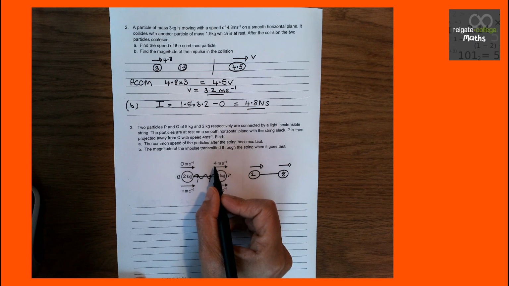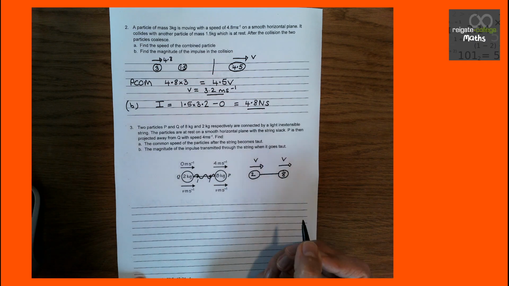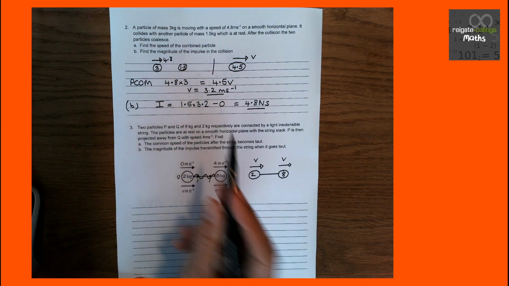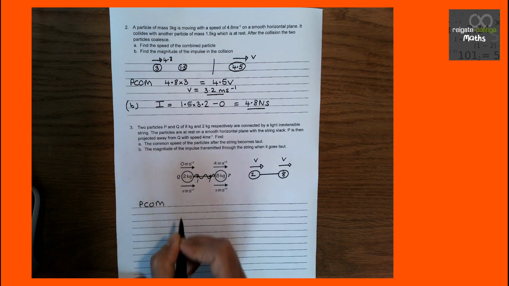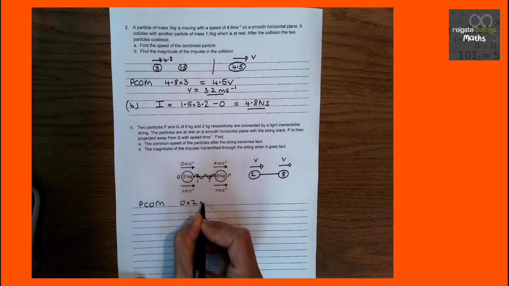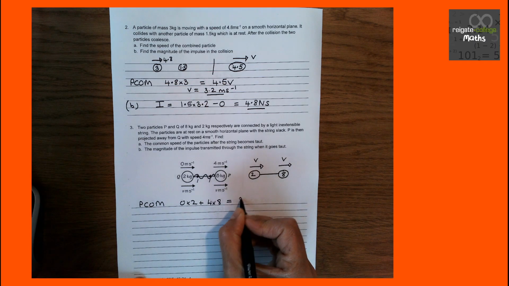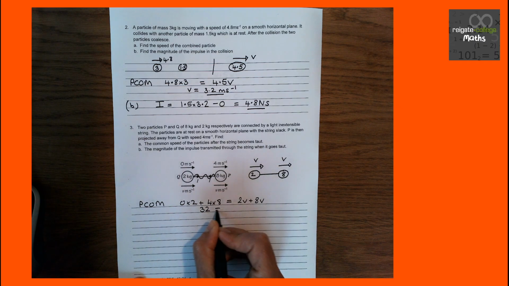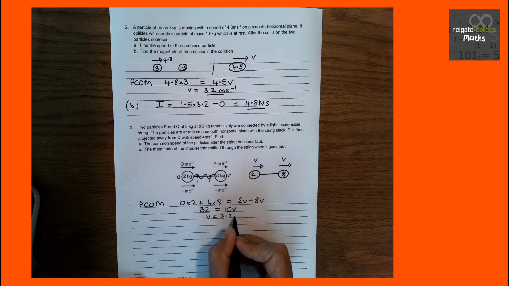And we need to find the common speed. So as the string goes taut, both particles will move with the same speed. A little bit like in the previous question when the particles coalesce. So principle of conservation of momentum tells us that 0 times 2 plus 4 times 8 is equal to 2v plus 8v. So this gives me 32 is 10v, so v is 3.2 meters per second.